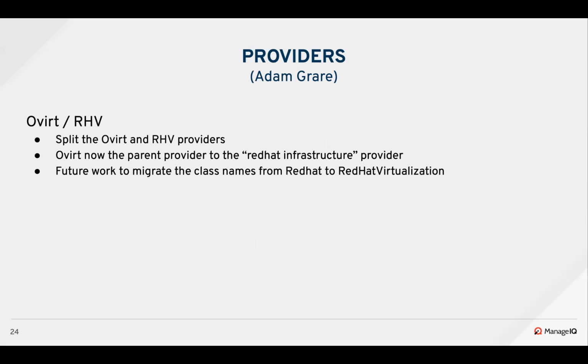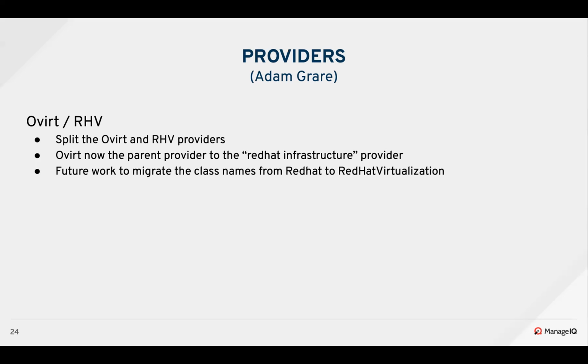And finally, Nasser also completed the Ovirt and RHV provider split. So Ovirt is now the parent provider for the Red Hat infrastructure provider. Previously, we had Red Hat as the class name in an Ovirt plugin, which was kind of an interesting mix. Ovirt's the upstream project for RHV.